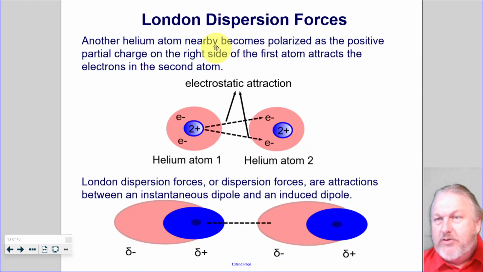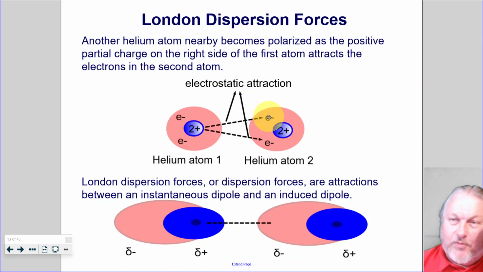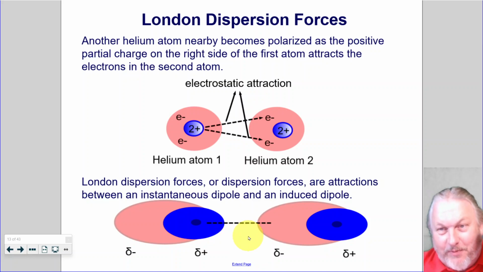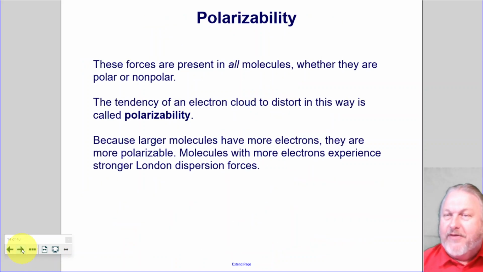It's going to become polarized because the positive nucleus of that instantaneous dipole, they call it, will pull those electrons away from its neighbor, and that's going to make another dipole for a moment. So these are what we call an instantaneous dipole and an induced dipole. These don't happen for very long. Now, these forces are present in all molecules, whether they're polar or nonpolar.